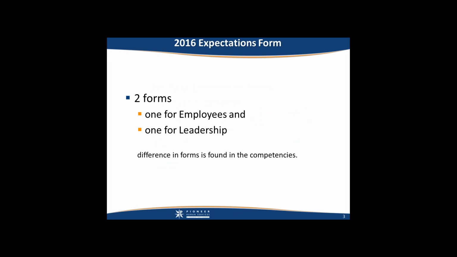There are forms available on PioNet. From the search box on PioNet, type in expectations with an S at the end, hit the search button, and the forms will come up. There's one form for employees and one for supervisors. That's the leadership form. The difference in the forms is found in the competencies. We are using paper this review period, and they will need to be submitted with assigned appraisals for your employees in March.